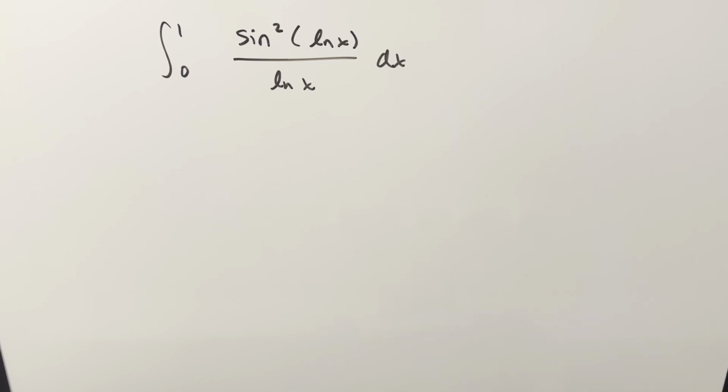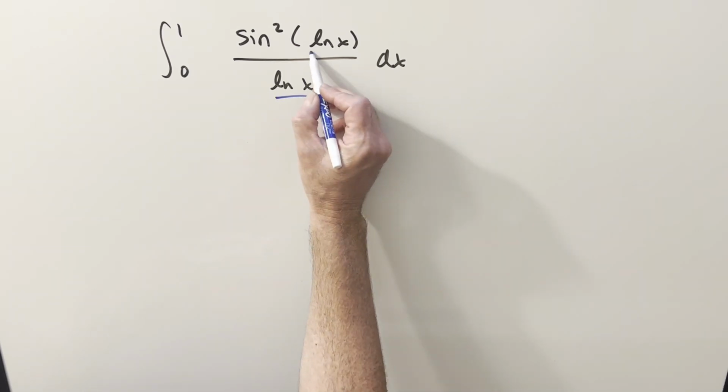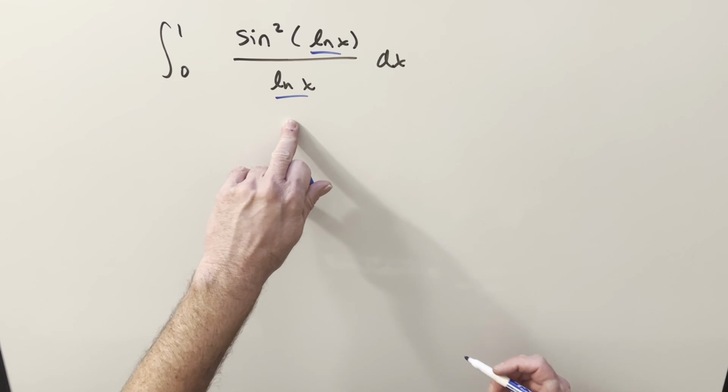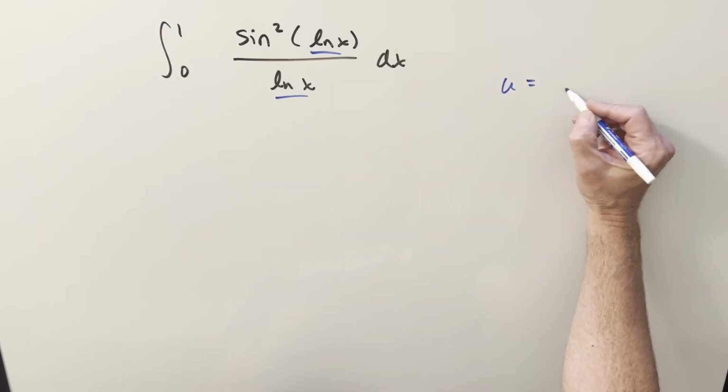Okay, we've got an interesting integral. We've got the integral from 0 to 1 of sine squared of ln x over ln x dx. The first thing I notice is that we've got natural log of x in two places. Let's try to clean that up with a u substitution.